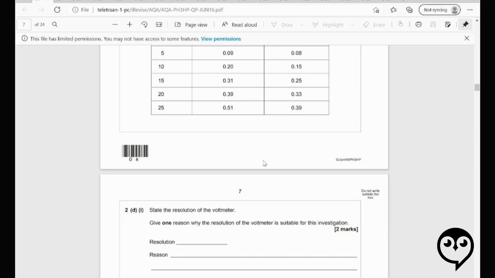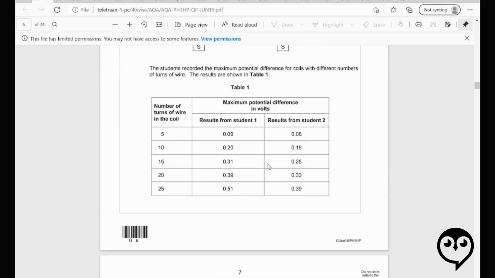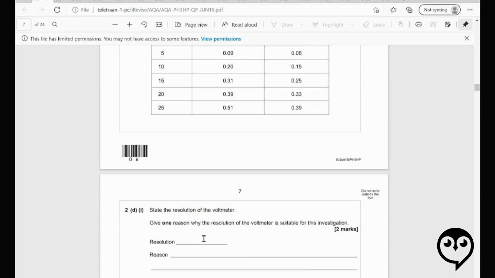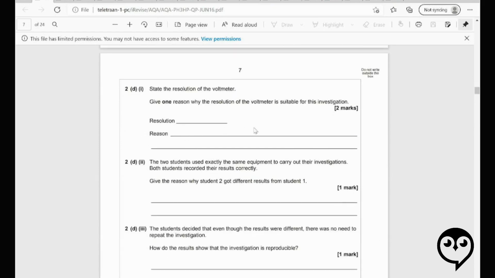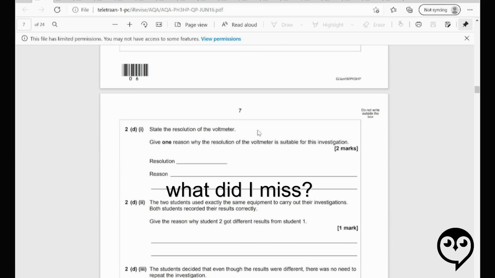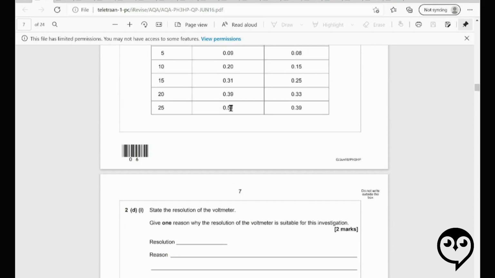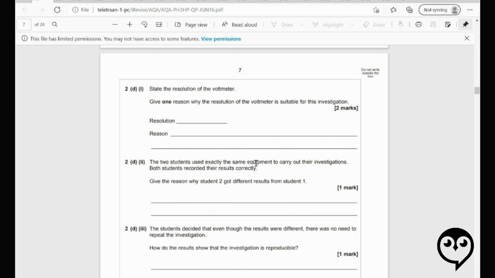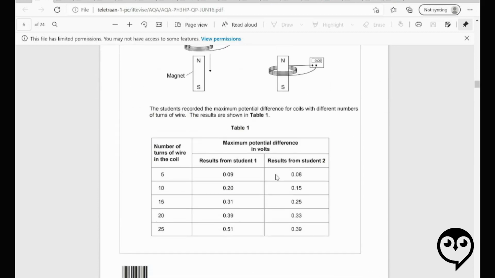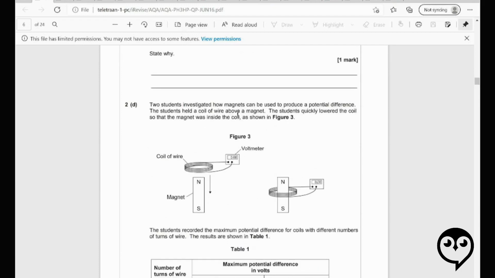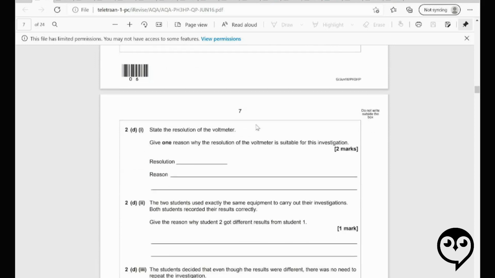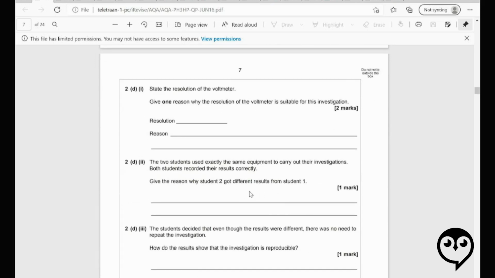Give the resolution of the voltmeter. I would say hundredths. It goes up to the hundredth of a volt because that's what our measurements were in. That's what we see. The two students used the exact same equipment. Both students recorded differently. Give the reason why student 2 got different results from student 1. Well, I don't know. Maybe did they move the coil the same speed? It hasn't said what they've done. They've used the same equipment, but maybe their procedure is slightly different. I bet you they're at different speeds.